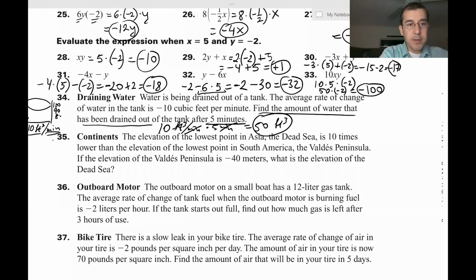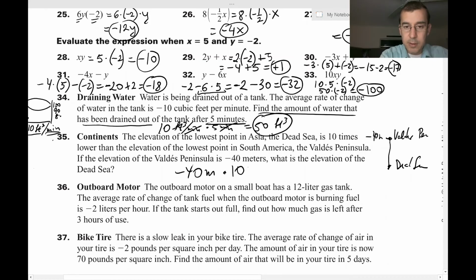Number 35, continents. The elevation of the lowest point in Asia, the Dead Sea, is 10 times lower than the elevation of the lowest point in South America, Valdez Peninsula. So this is Valdez Peninsula, and this is the Dead Sea here. If the elevation of the Valdez Peninsula is minus 40 meters, what is the elevation of the Dead Sea? And we know that this is 10 times x. So minus 40 meters times 10 is minus 400 meters. So the Dead Sea's elevation is minus 400 meters.